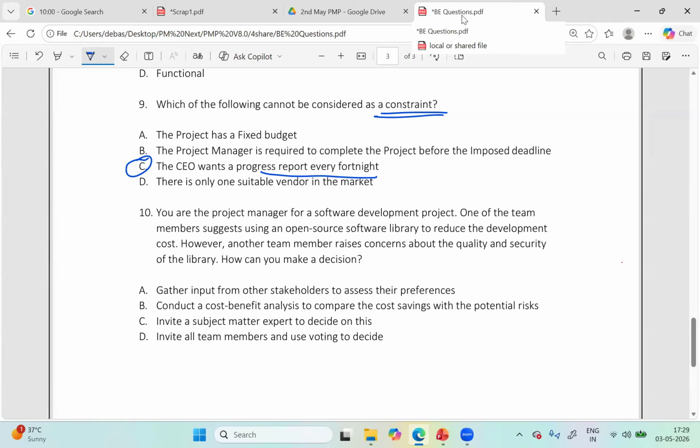Did you answer anything else? A, fixed budget is a constraint. You have to deliver within $1 million, let's say. B, a deadline. That's a time constraint. D, suitable vendor. Only one vendor. So vendor has monopoly. That is a constraint. You don't have options. You have to go with that vendor. So these all are classic examples of constraint, but C is not. C is just a communication need. Hope you're with me.